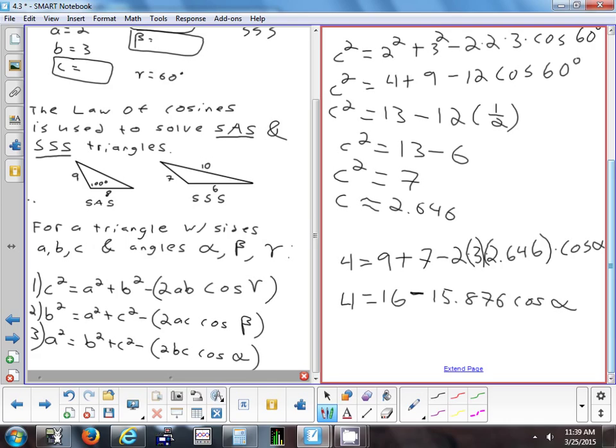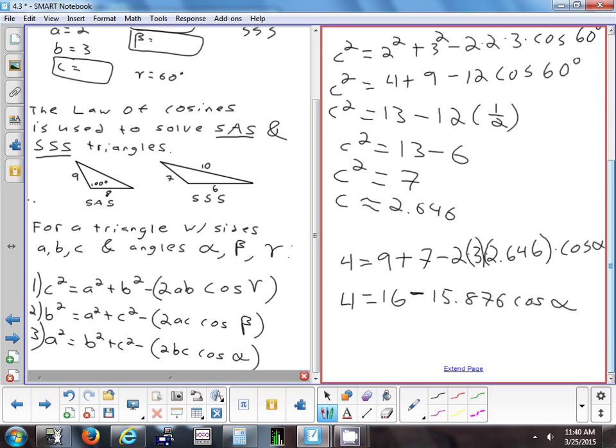15.876 times cosine alpha. If we knew alpha, that's what we'd want to do, if we had a number for it. But we don't have a number for it, so there's nothing I can really do with the 15 times the cosine. Can you inverse it with that? We are going to have to use inverse. It's a good idea. It's just not going to come up until the very last step. But that is going to come up.